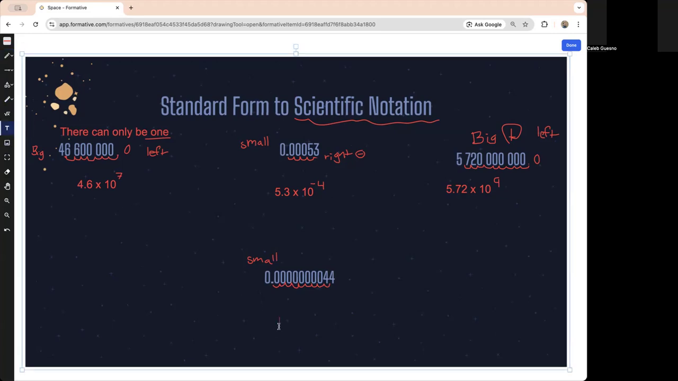So 4.4 times 10. This is a small number that we're making into scientific notation, so we have to use negative. And it moved 9 spaces, so we put negative 9. These are your answers, and it looks good to me. Don't forget, there can only be one.